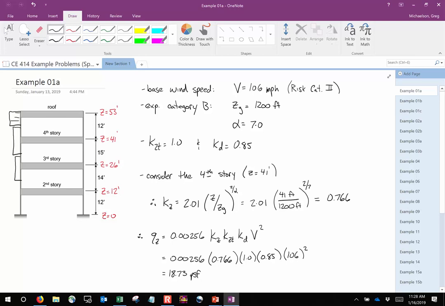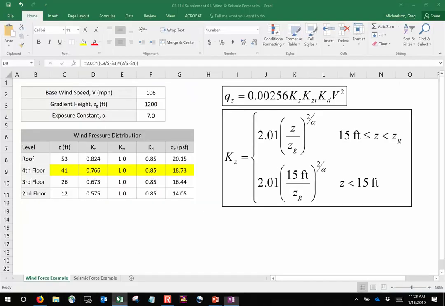Yes, sir. Your KZ on the first story, or sorry, the second story is going to be different just because your Z value is going to be different, right? Your KZ quantity is going to be different on every story. It's less than, yeah. So what you can do, I think on my Excel sheet, I think what I did is I just hard typed it in, but you could do an if statement. You could say, if your Z is less than 15 feet, here's your expression, otherwise here's your expression.